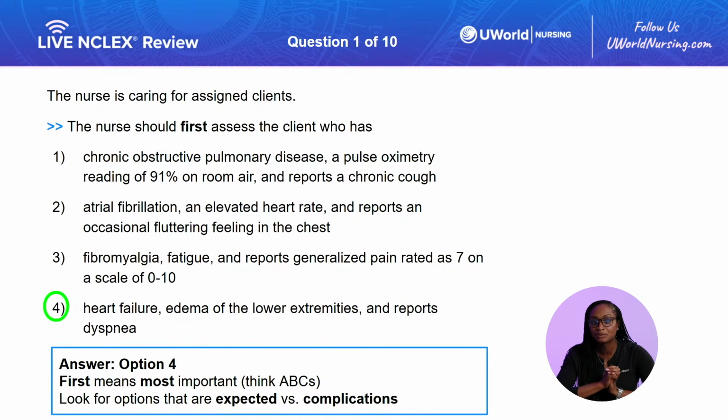Option 2, atrial fibrillation, an elevated heart rate, and reports occasional fluttering feeling in the chest. Expected finding. That occasional fluttering feeling is the AFib that they are feeling, that fluttering of the heart or the atrium quivering. So that's an expected finding with atrial fibrillation, as long as they're paired together. And then option 3, fibromyalgia, fatigue, and generalized pain. Again, an expected finding and expected symptoms of fibromyalgia. So it is okay, but good job, guys.